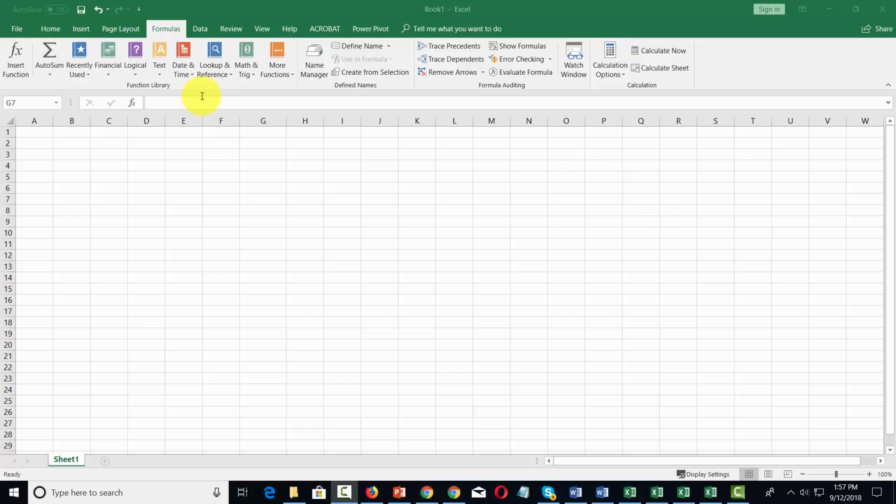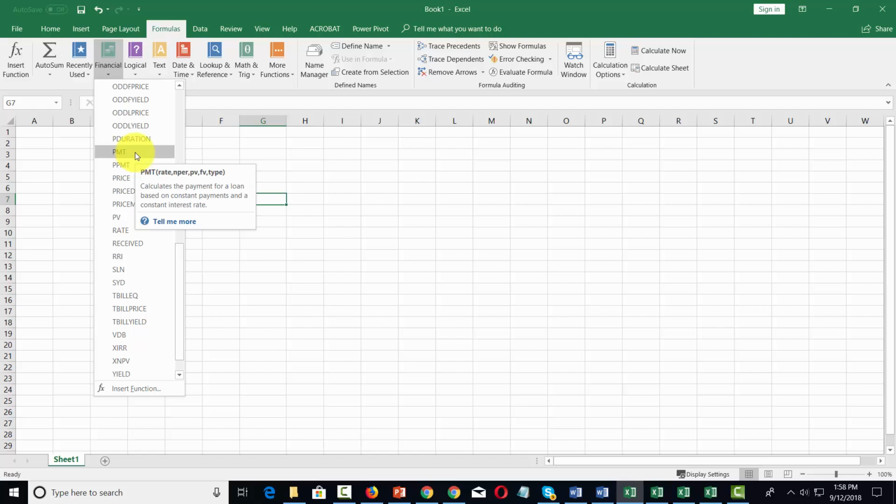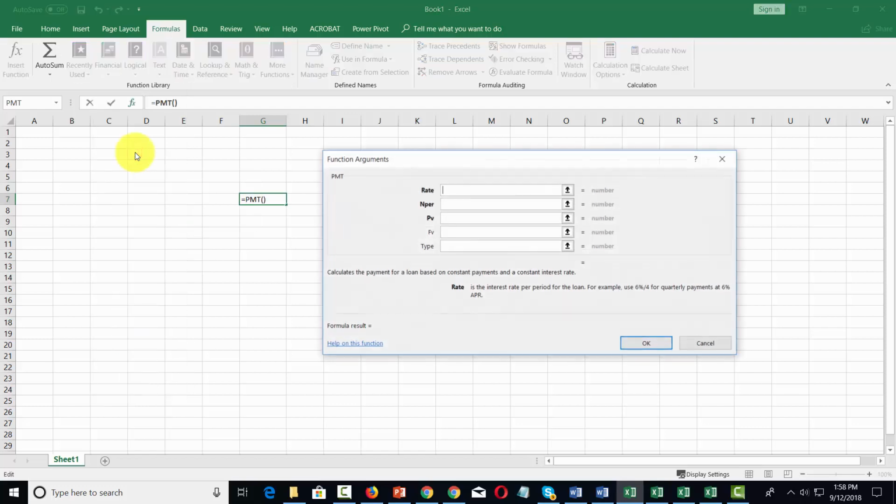Welcome back. Now, when you look at the financial area, you're going to notice that there are some formulas that you're likely to use. For example, one of the things we can do is determine a present value or a loan payment. So what we can do is click this PMT link.